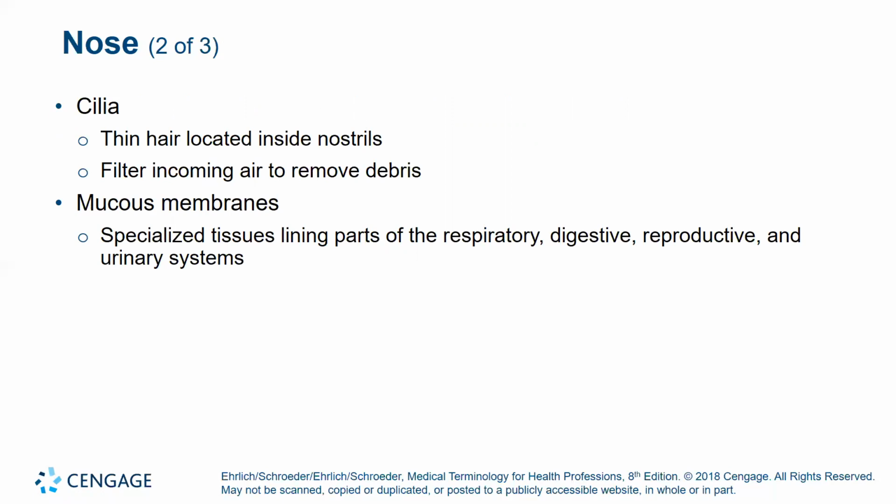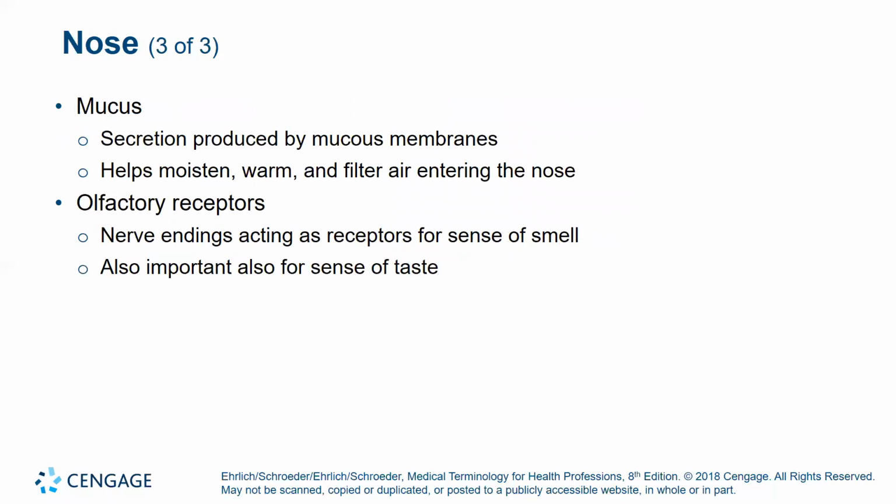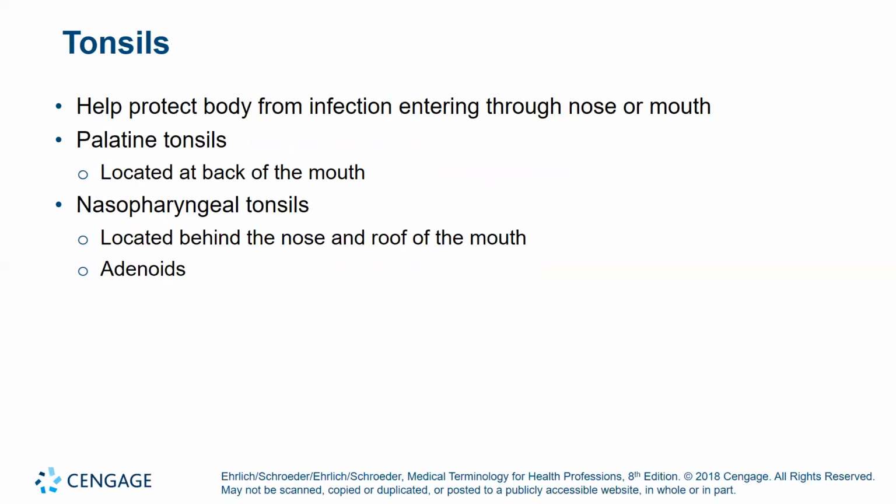We have the mucous membranes. These are specialized tissues lining parts of the respiratory, digestive, reproductive, and the urinary system. Mucus then, this helps moisten, warm, and filter air entering the nose. It's just a secretion produced by mucous membranes. The olfactory receptors, nerve endings acting as receptors for the sense of smell. So it's also important for sense of taste.